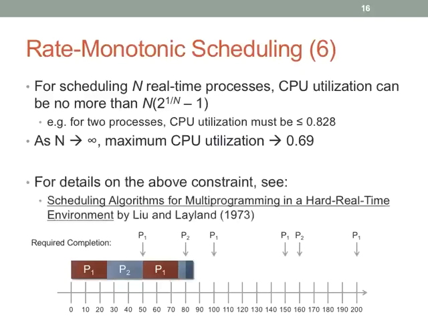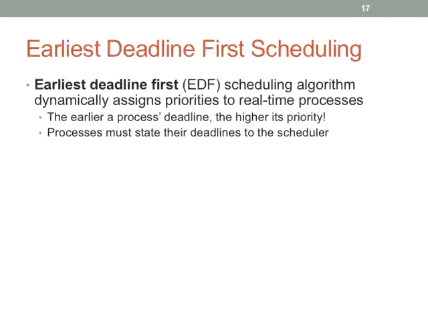So the specific paper, if you want to look it up, is "Scheduling Algorithms for Multiprogramming in a Hard Real-Time Environment," way back in 1973, before any of us here were born. They had figured this out. Okay, so that's rate monotonic scheduling. And like I said, it is an optimal algorithm for static process priorities.